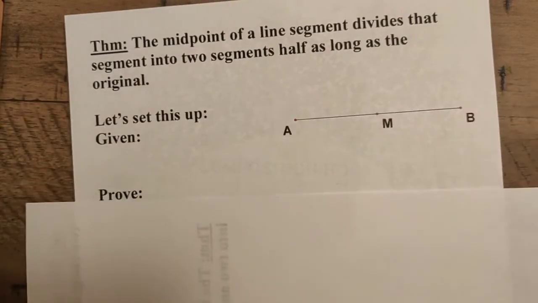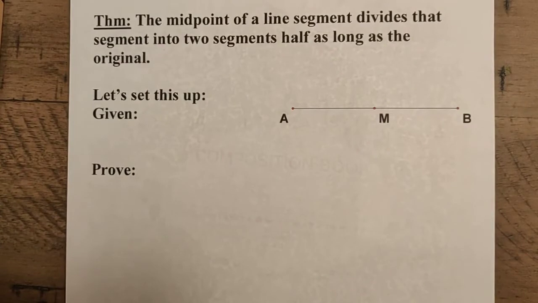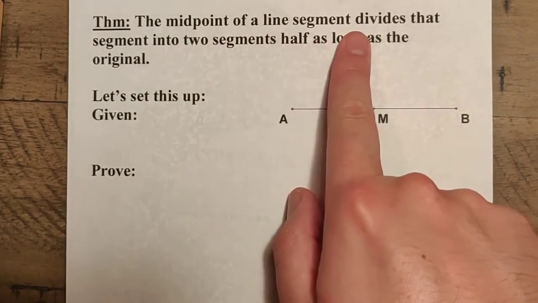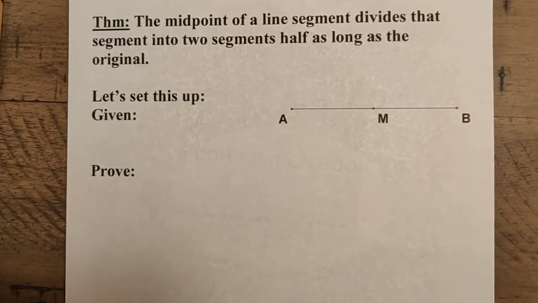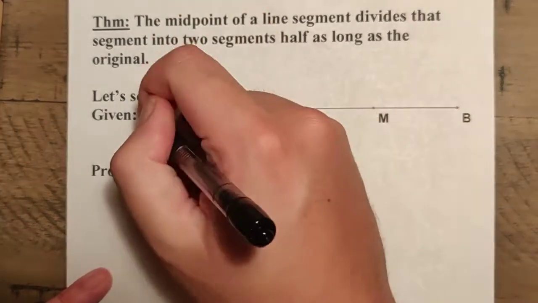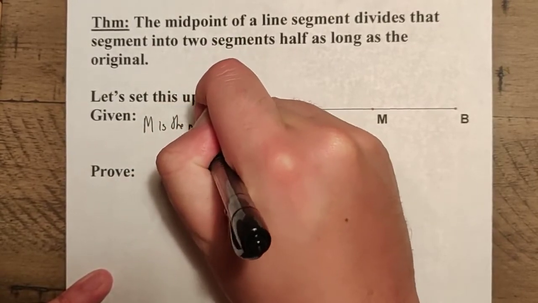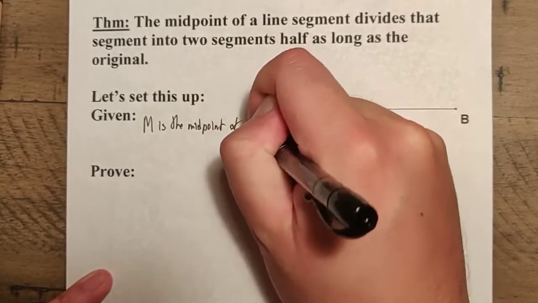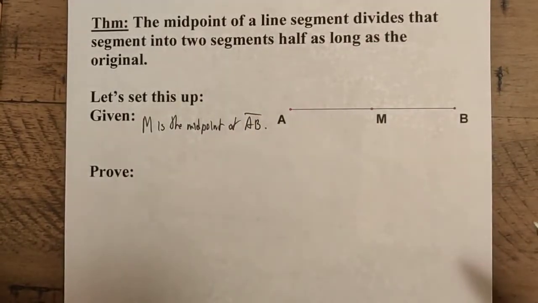So let's set this up. As always, we want to set up what's going on here and see what's happening. So let's see what information we have here. So notice that we have the midpoint of a line segment. They gave us that, and we have this picture to start us off here. So it makes sense for us to start off with the fact that M is a midpoint. And we can say that that's going to be our given. M is the midpoint of AB here.